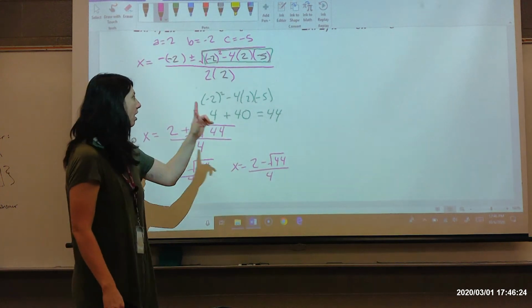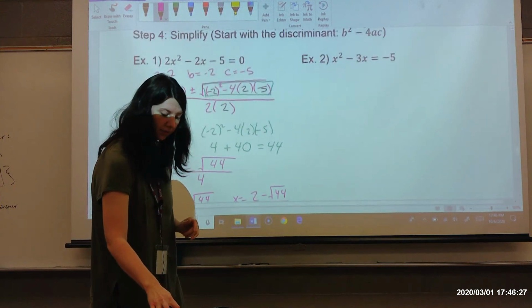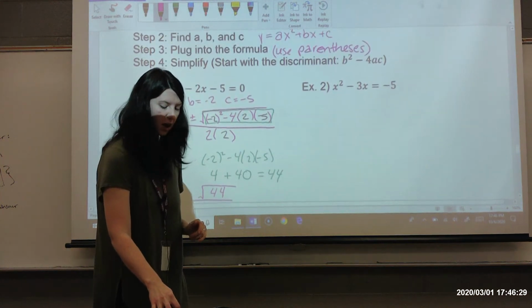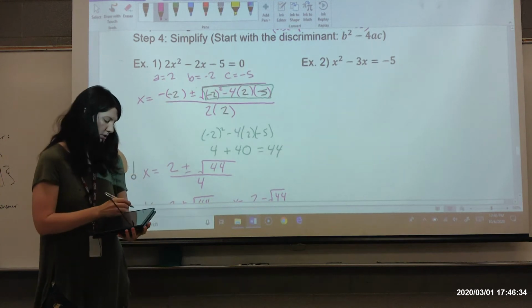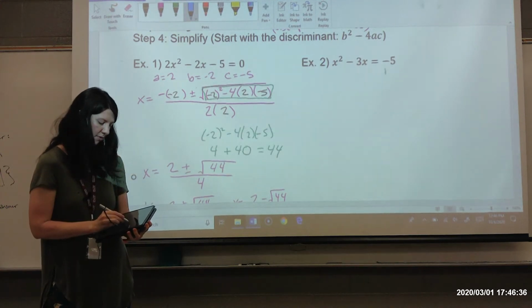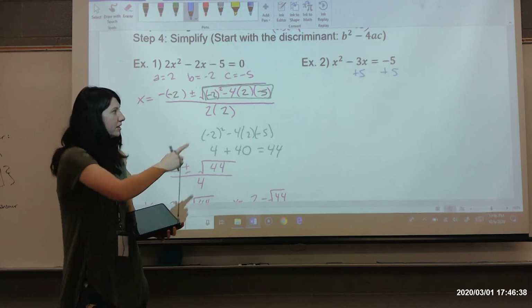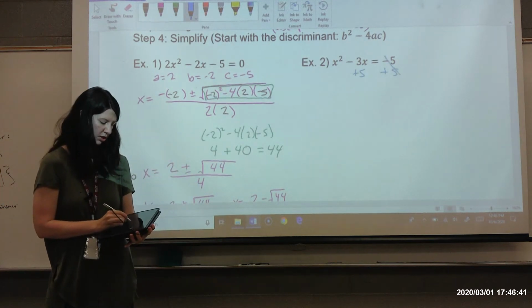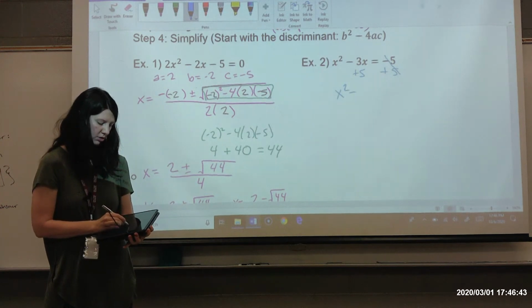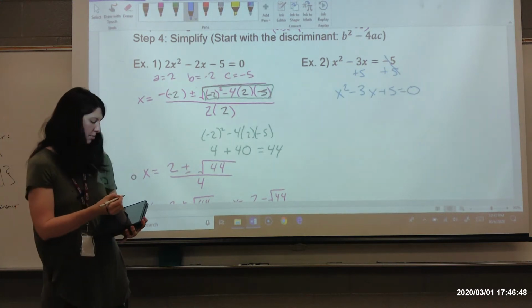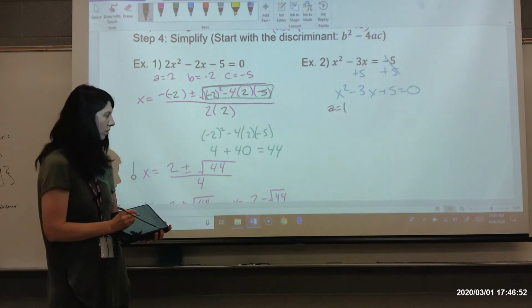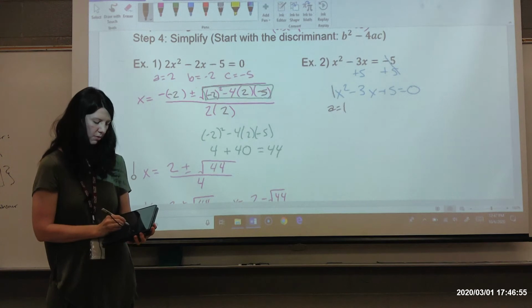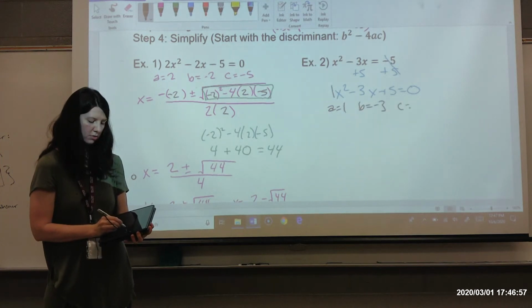All right, let's go through the process again. So first I've got to check, am I equal to 0? In this case I am not. So I'm going to make it equal 0. So I'm going to add 5. Add it to the like term. If there's no like term, you just put it in standard form. X squared minus 3x plus 5 equals 0. Okay, I'm going to find my a, b, and c. A equals understood 1 in front of that x squared, b equals negative 3, and c equals 5.